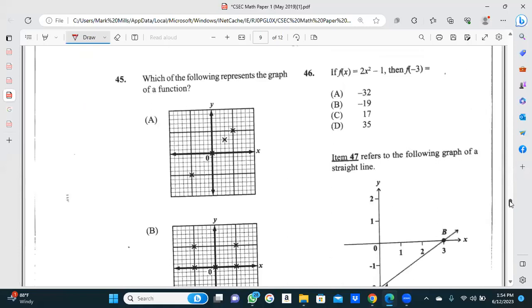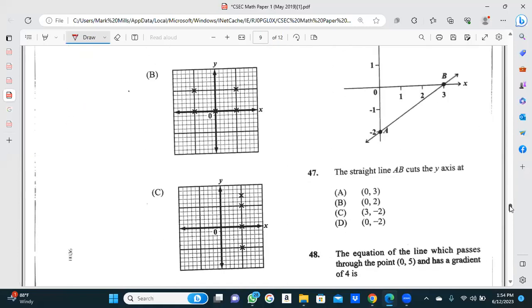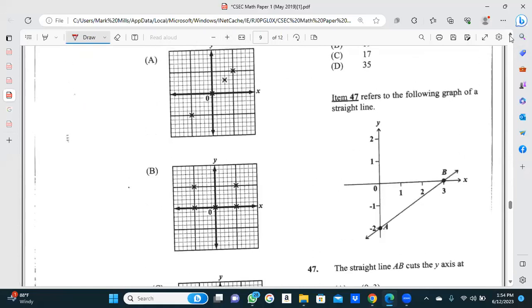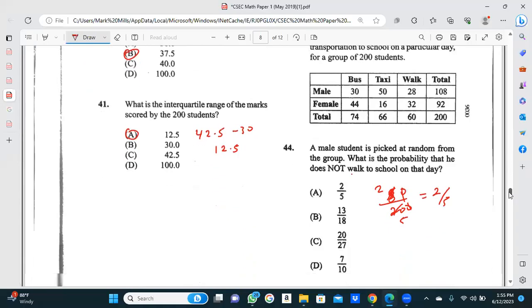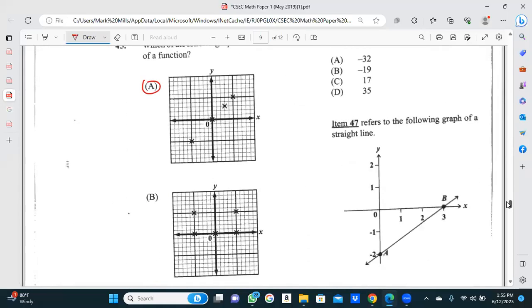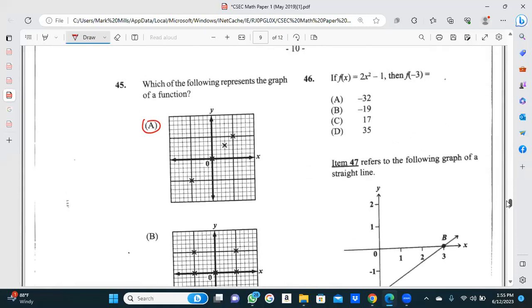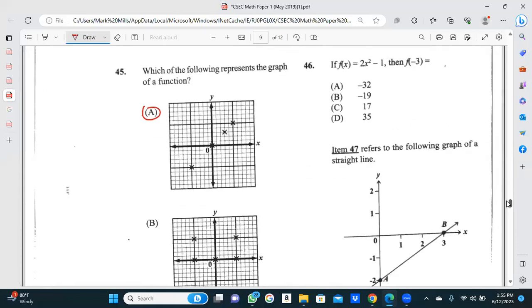45. Which of these represents a function? A. All right. Sir, what is the answer for 44? Hold on. Which number? 45 is what? A, right? 46. 46 now.